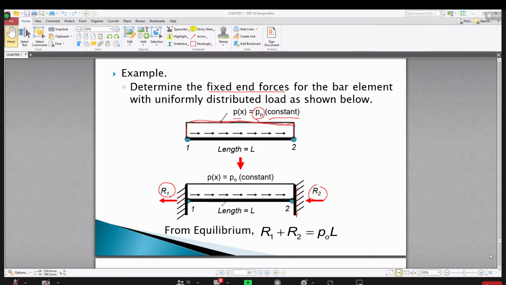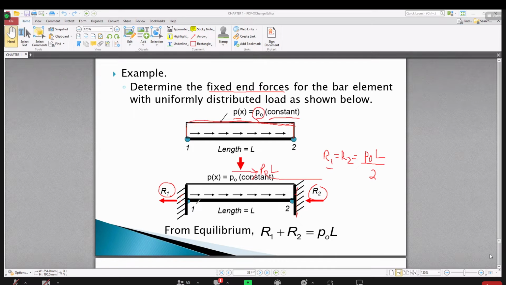Since this is a constant, it is not a problem. You can say that you have to expect R1 is equal to R2. This is simply equal to P sub O multiplied by the length, divided by 2, di ba? Because the total force here is simply P sub O, constant, times the length. Divide it by 2, so that would be your R1, which is equal to R2.